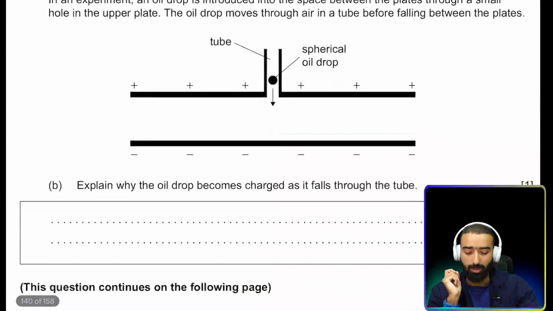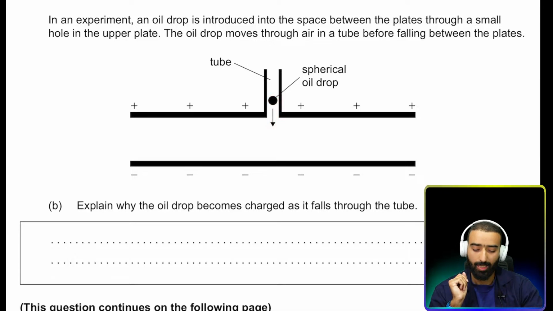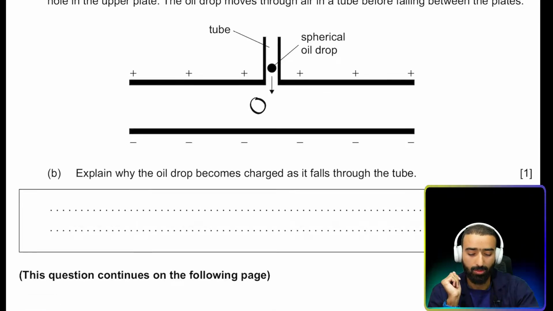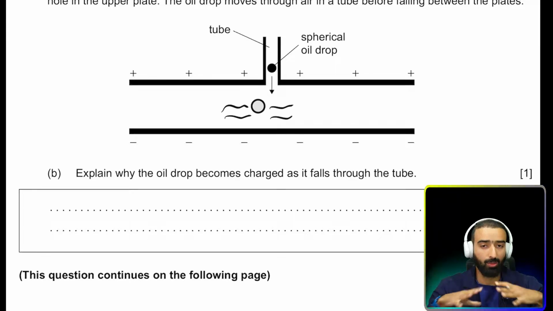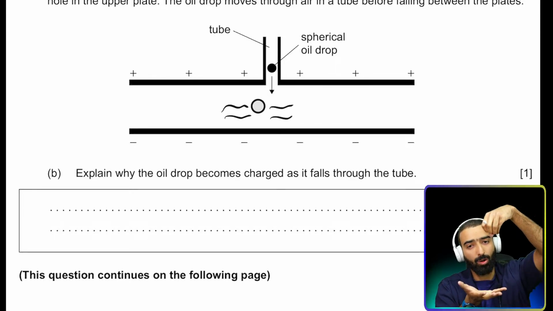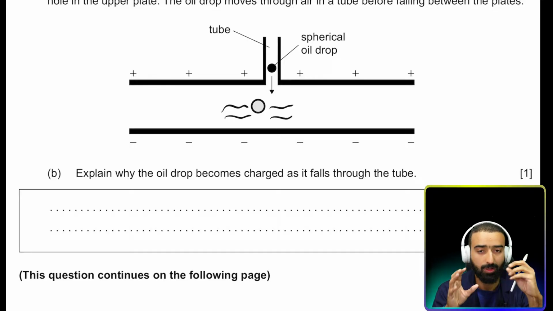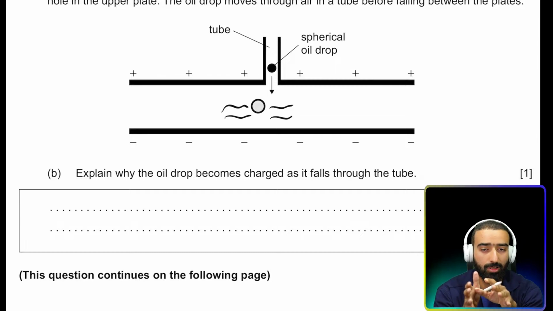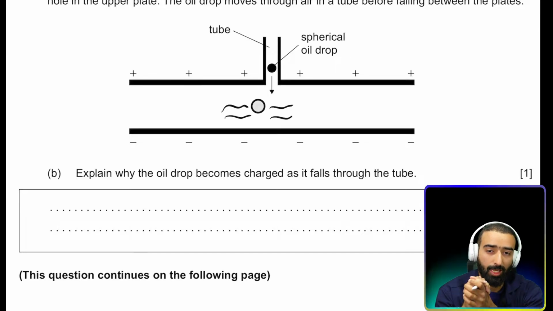Okay, let's move on. They drop an oil drop into this, and this oil drop becomes charged. Why does that happen? As this oil drop falls, it hits against the air. The tube is filled with air. When the oil drop falls through it, it hits those atoms of the air molecules. Those air molecules can either supply electrons to the oil drop or take away electrons from the oil drop. That's what makes this oil drop charged.